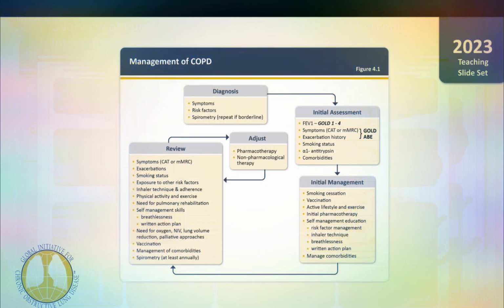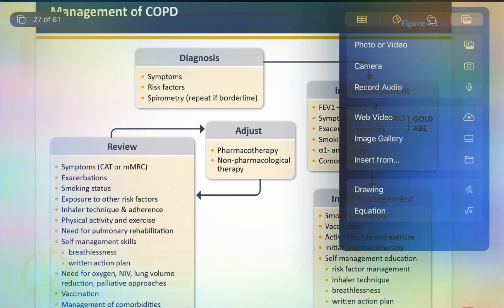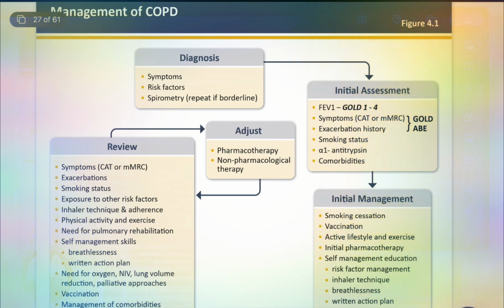After that, they are talking about the management of COPD. Very important. First we have to diagnose COPD. For that, symptoms, risk factors, and spirometry are needed. Then we should do the initial assessment. We should perform spirometry and check FEV1. According to FEV1, we should classify the patient from GOLD 1 to 4.